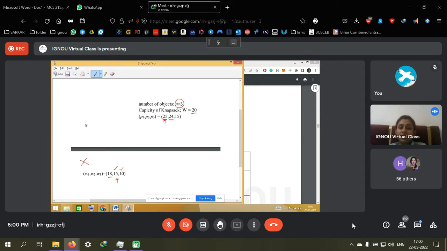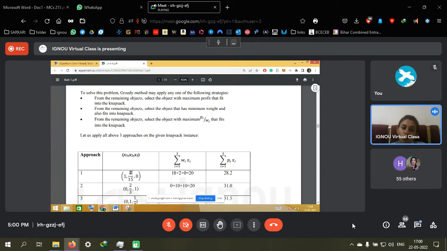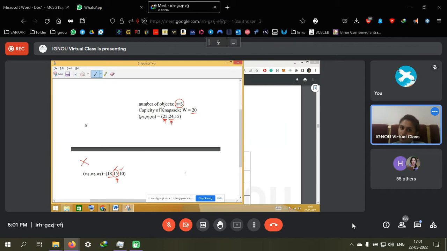Now, the remaining capacity of the knapsack is 2, and the next maximum profit is of the second object. I'm not able to pick the 15 weight object because I don't have the capacity in my knapsack, right? So that's why I'm taking 2 kg from 15 kg. Now my knapsack is full. So that's why I'm not taking the third object, that's why here is 0. Yes, okay, right.